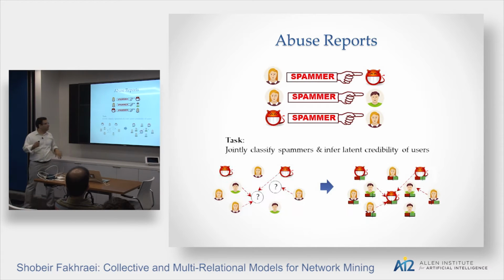So what we want to do is jointly classify the spammers and infer the latent credibility of the users. For example, we want to find out if this guy and this guy is a spammer. If a lot of people reported this person as a spammer, we want to have a higher value of this guy being a spammer, as well as give a higher credibility for these guys. And if there's only one person reporting this one as a spammer, the score of this being the spammer is lower, and also the credibility of this person is lower.